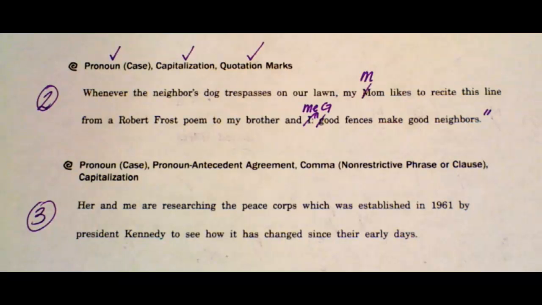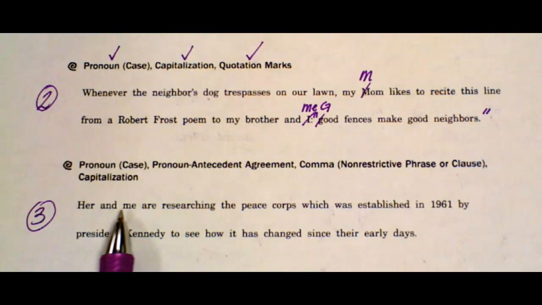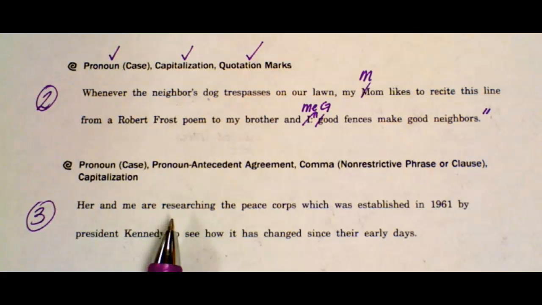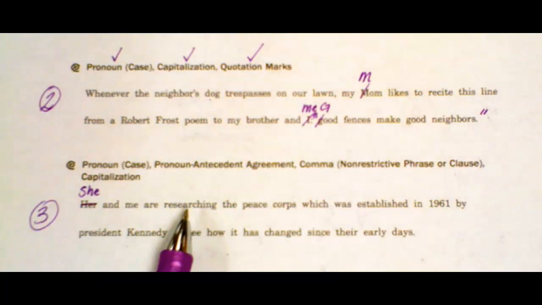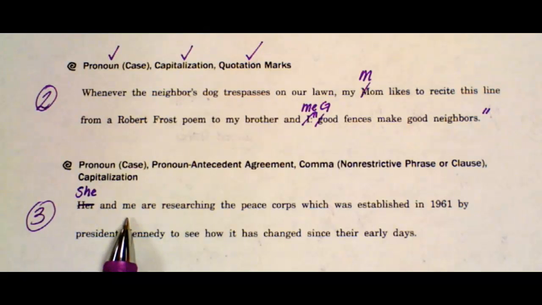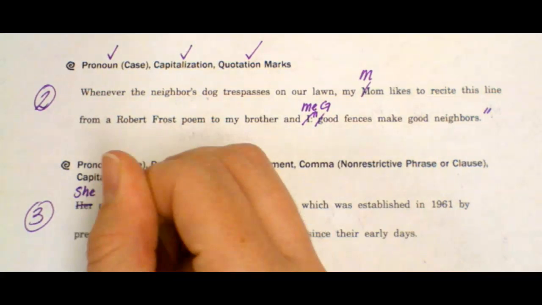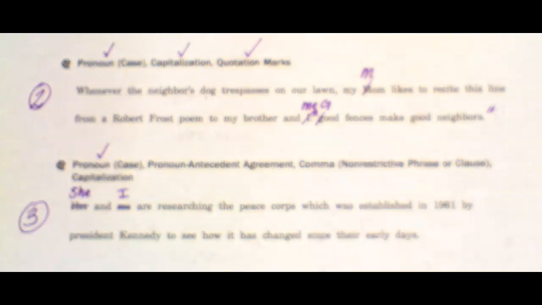Again, just like our last sentence, we can decide if we've used the correct form of a pronoun by dropping one to test the other. So let's first test to see if we've used this word her correctly. To run that test, I'm going to drop the phrase and me. It says, "Her are researching the Peace Corps." Yeah, that doesn't really make sense. So I know that I'm going to replace her and switch it for a different form of that word. She is researching the Peace Corps. That makes way more sense, so I know I need to change her to she. I can also test this pronoun me by dropping the words she and. Now it says, "Me are researching the Peace Corps." Well, that doesn't really make a lot of sense either, so I'm going to replace me with I. I am researching the Peace Corps. That makes much more sense, so I know I've corrected my pronoun case errors.